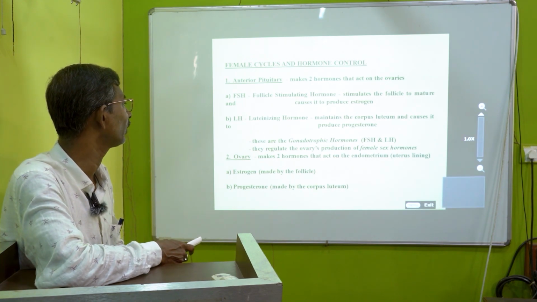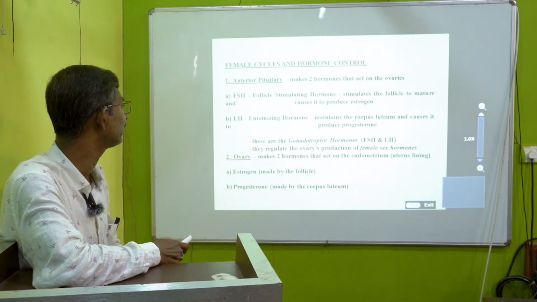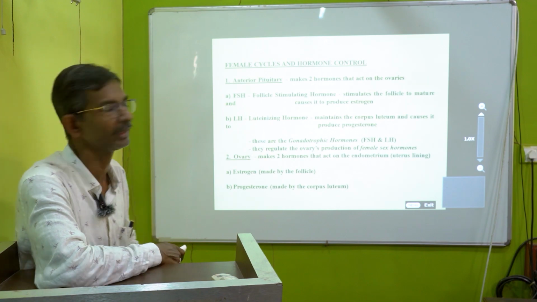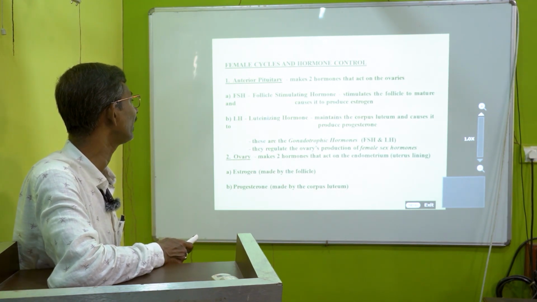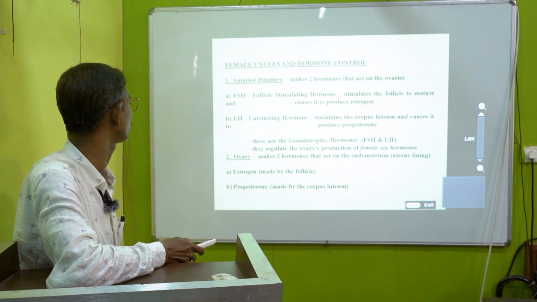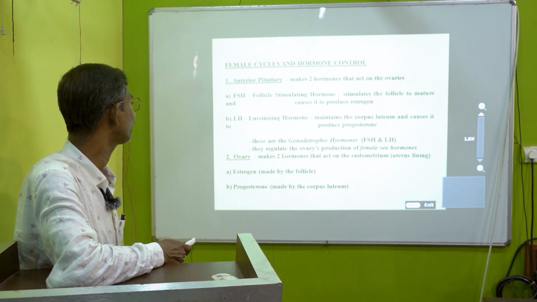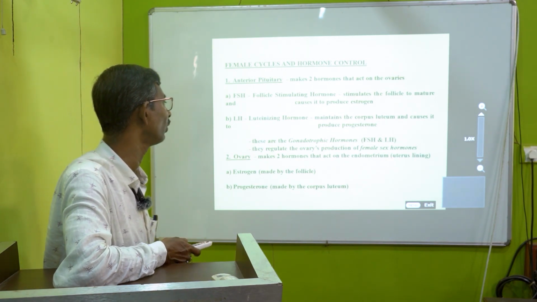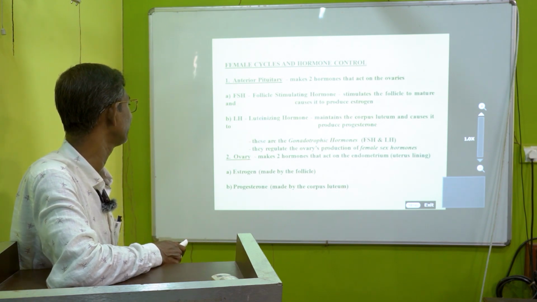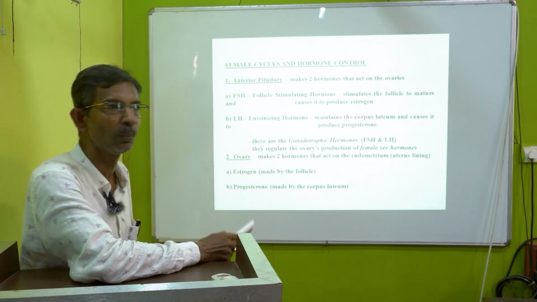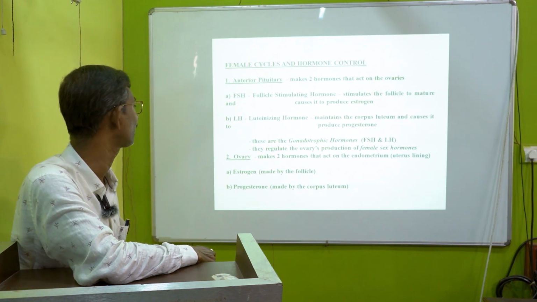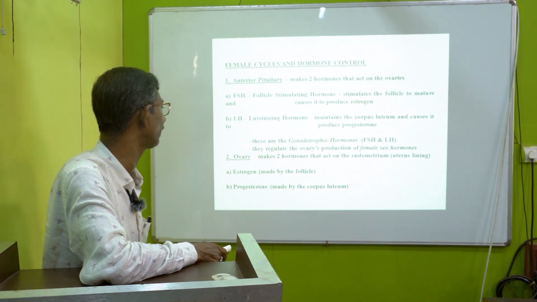These are the gonadotropins, the pituitary gonadotropic hormones. The nature of the hormones, FSH and LH, is steroid. They regulate the ovarian production of the female sex hormones. The ovary makes two hormones that act on the endometrium, the uterus lining. These are estrogen, made by the follicle. We know estrogen is not a single hormone, it is a group of hormones: estradiol, estrone, and estriol. And there is progesterone, made by the corpus luteum.